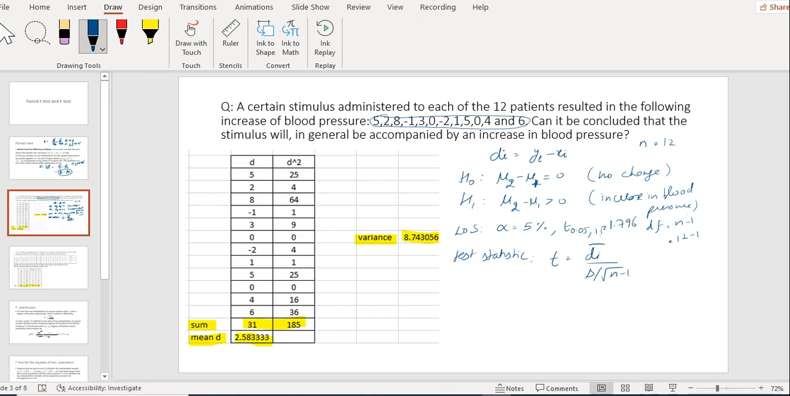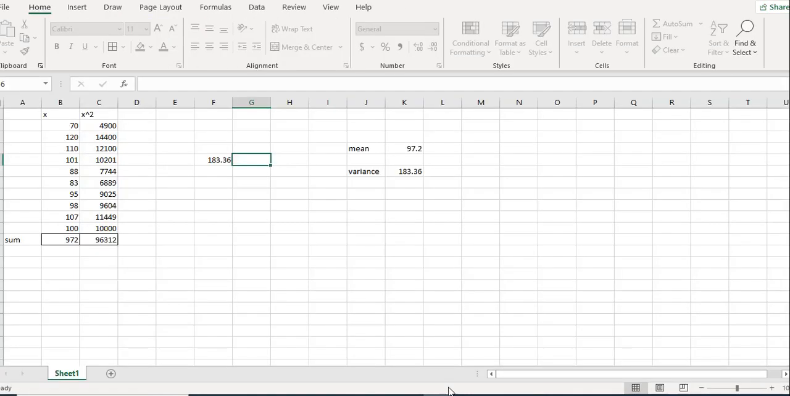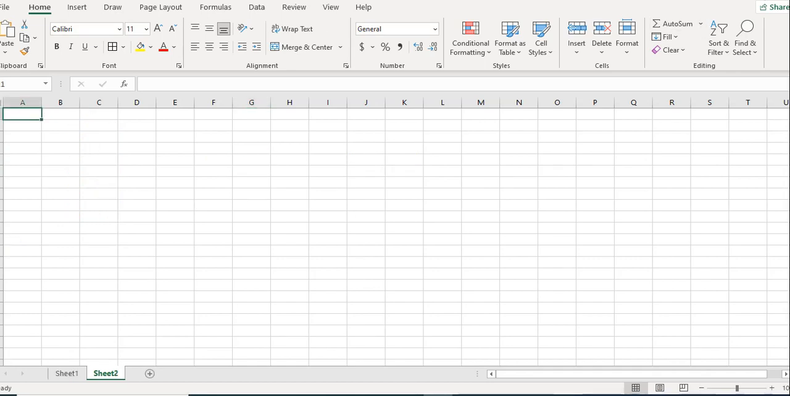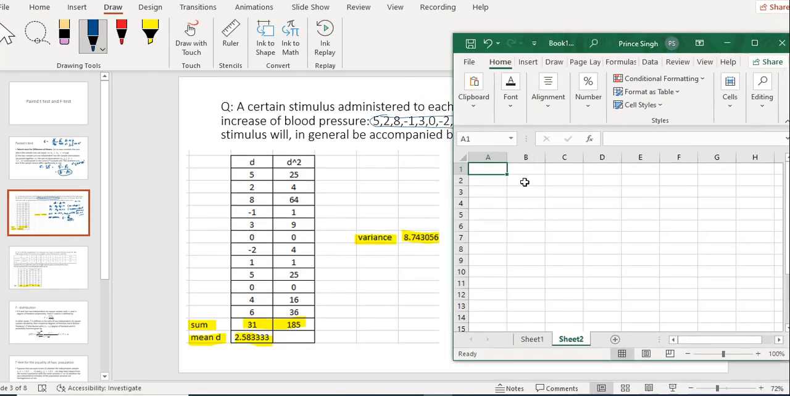Here we have used Excel for the same, so let me show you how we have used this particular data. Suppose I'm considering the value of d_i, meaning the difference, given here as 5, 5, 2, 8, minus 1 and then 3, then 0, then minus 2, then 1, then 5, then 0, then 4, and then 6. So this is the value of d.